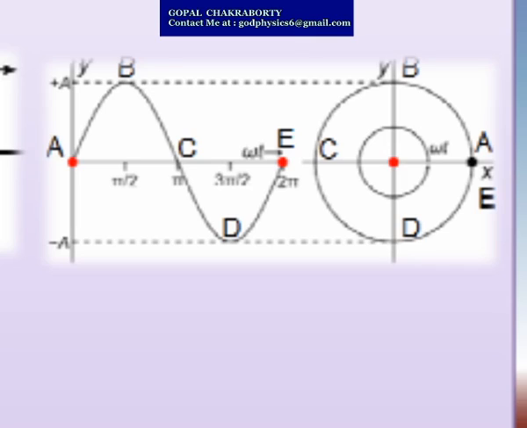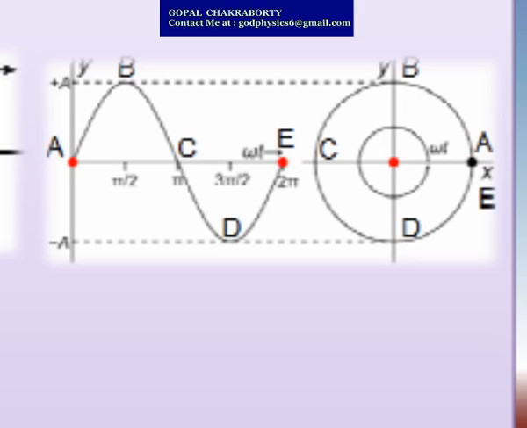So it now acquires the maximum amplitude. Then it covers a phase of 180 degrees, so it goes to point C. Then it comes to point D and ultimately E. Here A and E are the same point, the starting point and ending point. So this is a fixed point around which the particle is executing its simple harmonic motion.